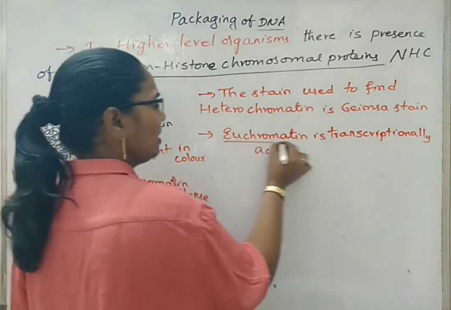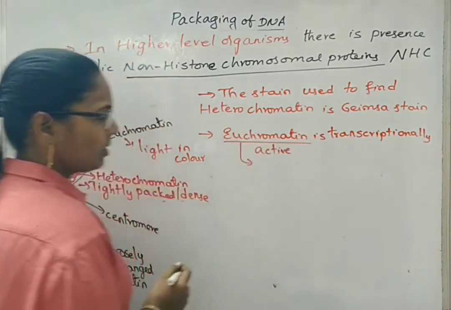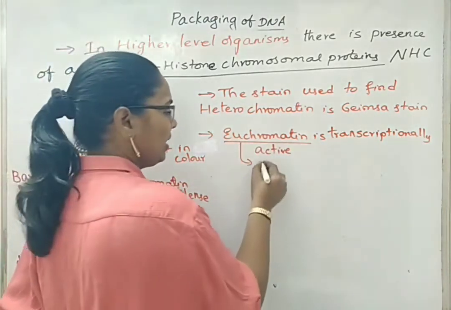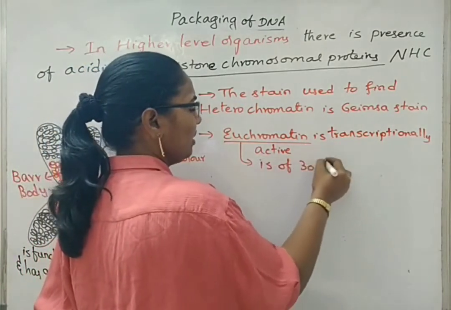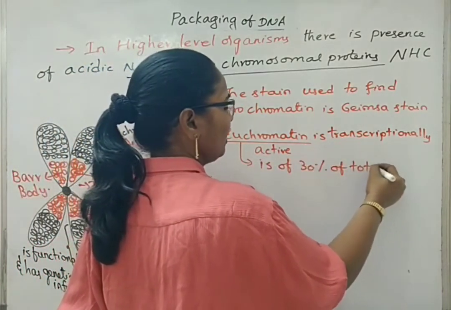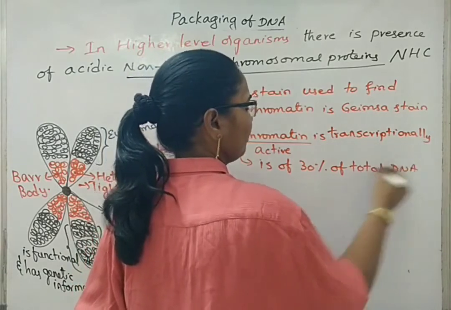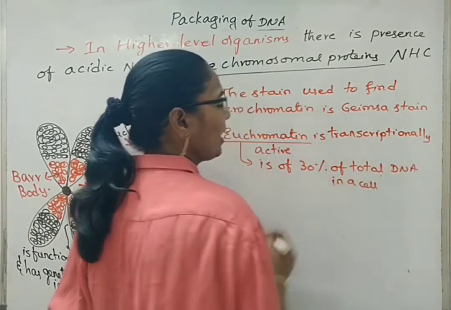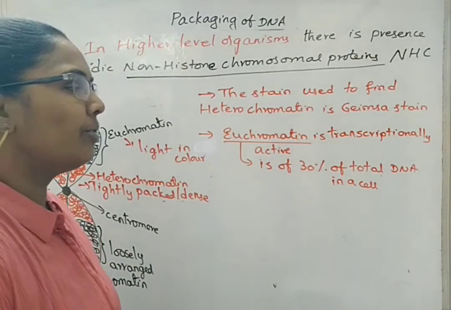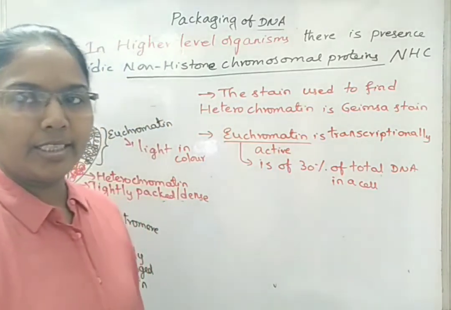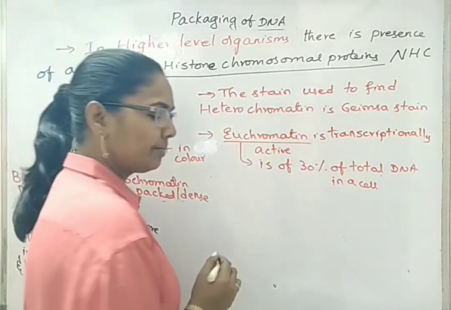How much percentage does this euchromatin exist in the chromosome? It is 30% of total DNA in a cell. You can also say it is 30% of the genome. Genome means the genetic material inside one cell.